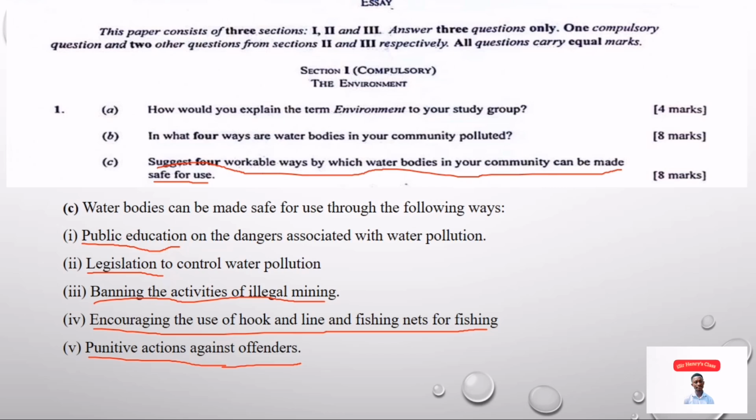We should encourage the use of hook and line and the use of fishing nets. So instead of using DDT for fishing, let us adopt the use of hook and line and nets for fishing. And finally, punitive actions. We must punish those who destroy our water bodies to serve as a deterrent to those that will also like to fall into these acts. So we are done with number one. Now let's move to the next section, that is section II.